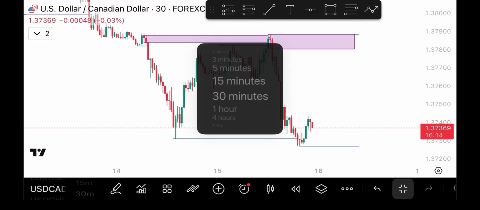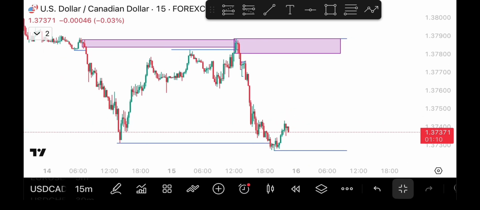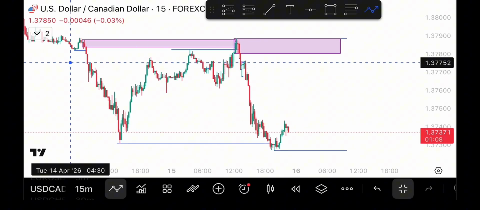So we are marking out the new POI for the next move we'll be catching by tomorrow morning. Tomorrow, which happens to be Thursday. So now we'll be looking to catch it.